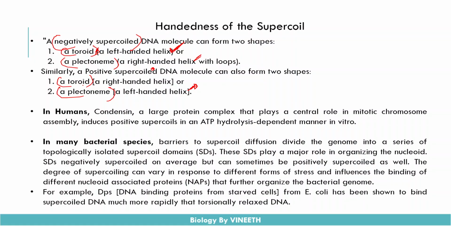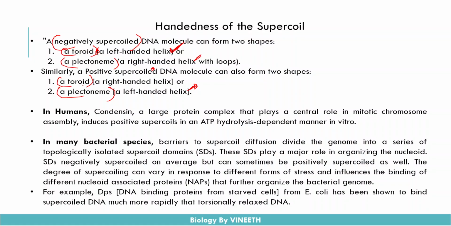So these condensing proteins in the daughter chromosomes, the mitotic chromosomes, induce the supercoils by using ATP molecules as energy batteries. And in bacterial species, we have a lot of similar proteins or scaffold proteins, which we often call nucleoid associated proteins, or NAPs. I've already told you about the NAPs.